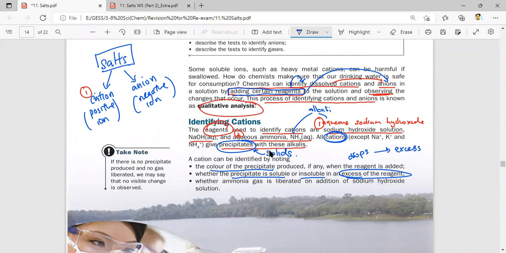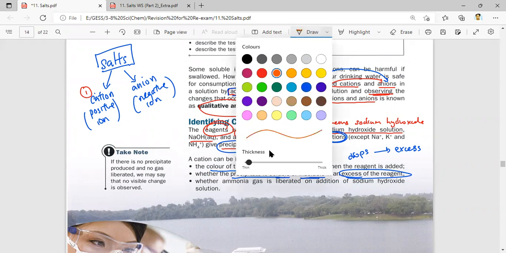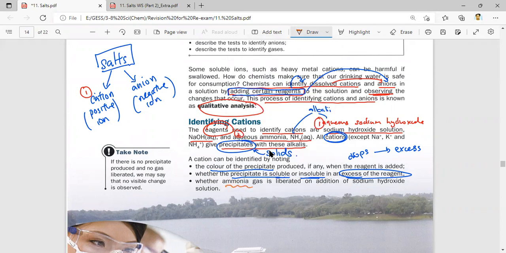So these are the steps we'll actually be doing to test for the cation. We'll add a few drops and observe what is the color of the precipitate. Then we add in excess to see whether it is soluble or insoluble. And lastly, this one once in a while may come out, we will check whether ammonia gas is liberated on the addition of sodium hydroxide. Typically, we will always look at points 1 and 2. Point 3 is the one that you're going to observe sometimes. But 1 and 2 are definitely the most important ones.